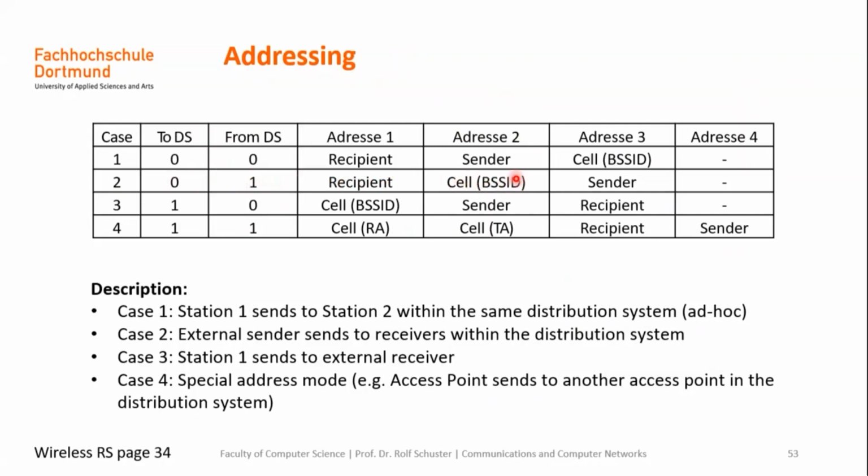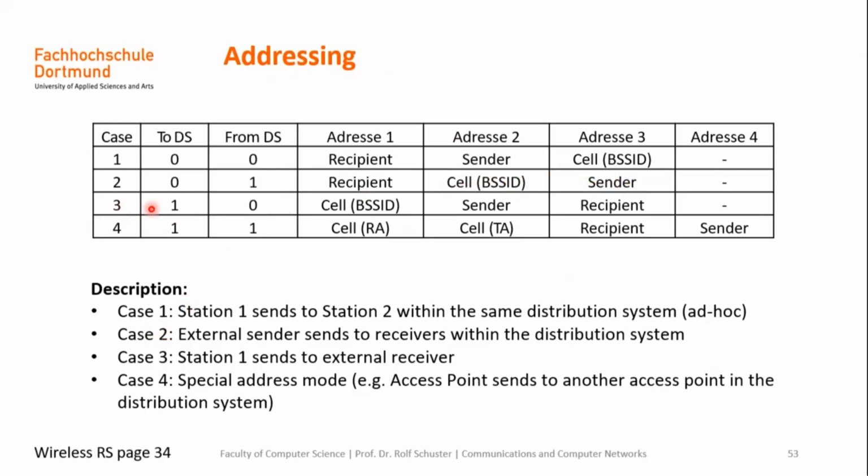The BSSID of the cell is the address 2, because in fact it is the access point that is sending the frame. But in fact, the access point sent the frame that was transmitted to this access point by this MAC address sender specified in the address 3. Then this is the case that here we call case 2.